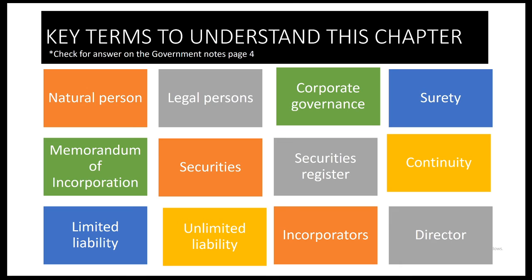Continuity. Then let's look at continuity. Continuity means that something can continue. So if we say continuity exists, it means that the business or the company will continue even if there's a change of ownership. A change of ownership can be maybe the owner retires or maybe the owner passes away. Even then, if continuity exists, it means the business will continue to operate. If continuity does not exist, it means if there's a change of ownership, the company or the business ceases to exist. And this is the case in a sole trader.